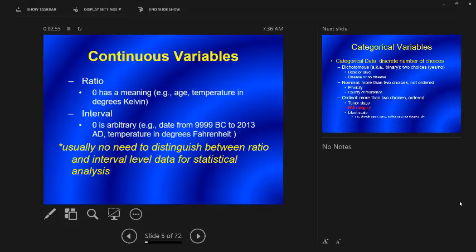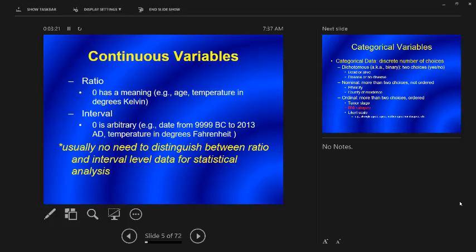I don't even know where the 0 comes from. Does anybody? I don't know. But in Celsius, at least 0 is the point where water freezes. But still, that's arbitrary, because you can go below 0, as opposed to Kelvin, where that is a ratio level measurement, because it's the point where the molecular movement stops, and you can't have a temperature below 0 Kelvin.